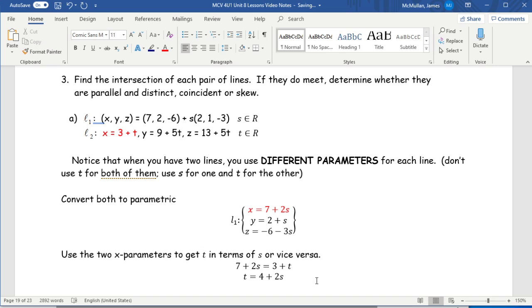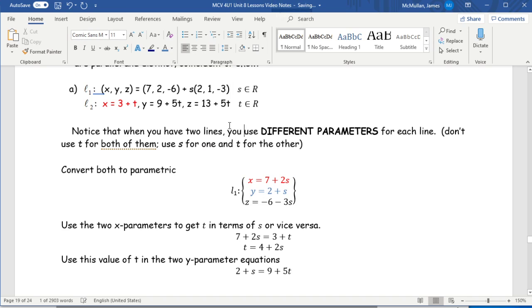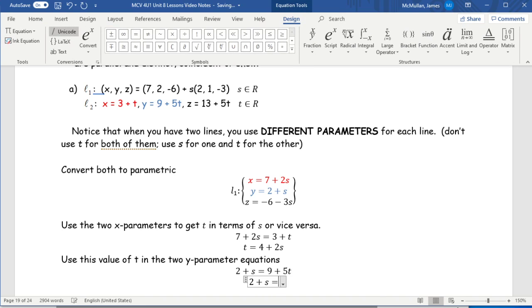Okay, now we're going to use this value of t in the two y parameter equations. So let's use the y parameters. 2 plus s equals 9 plus 5t. And again, just so we can try to follow this a little bit, let's put this one in blue, and this one will be in blue as well. Now what I'm going to do is replace t with what I know t to be equal to. So 2 plus s equals 9 plus 5 times (4 plus 2s), right?